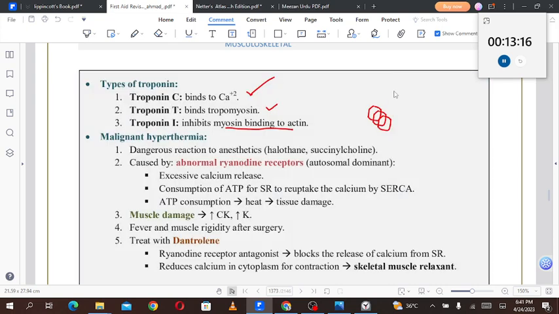So these are the structures 1 to 3, like 1, 2, and the third one is on top of all of them. They are going to bind to the calcium. So this third will bind to the calcium. Calcium will come and bind to this structure over here, and troponin C will bind calcium. Troponin T will bind the tropomyosin, the elastic filament that was covering the actin filaments. And troponin I is going to inhibit the binding of myosin to that.